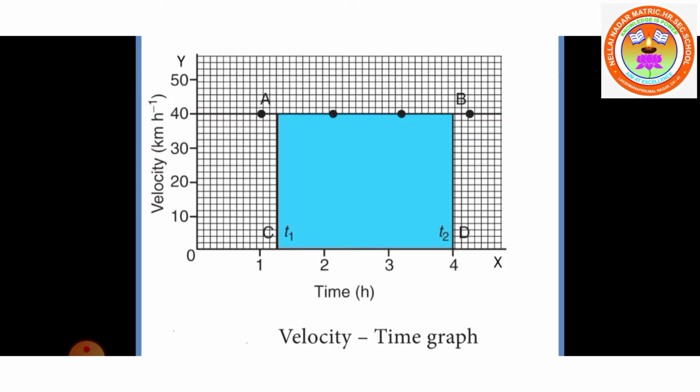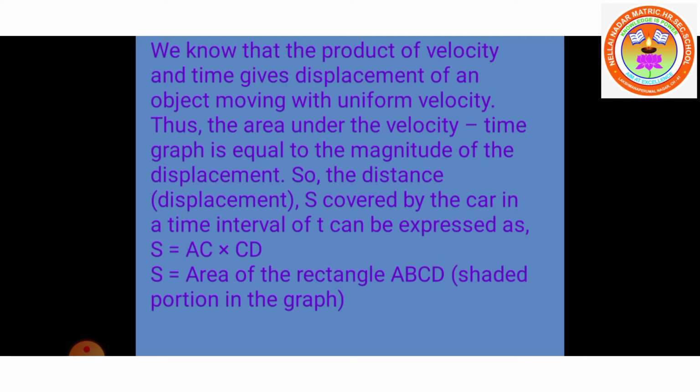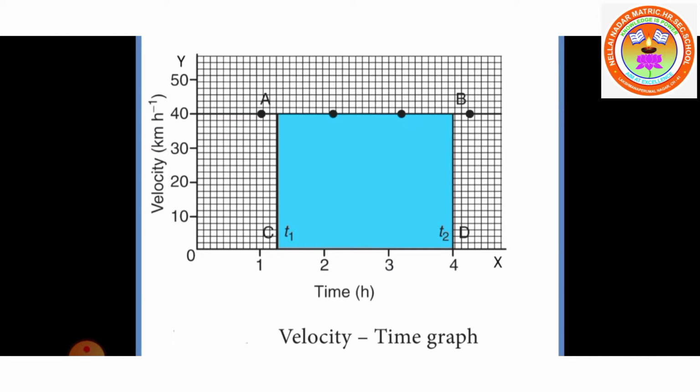You can note it, for every 1 hour the velocity is 40 kilometer per hour. It traveled at the same speed. So it is shown as a straight line, and that straight line is parallel to the x-axis. So this type of motion is uniform motion.